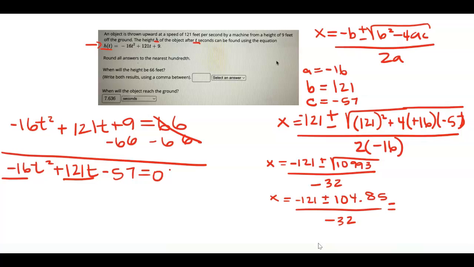When we do that, we should get 0.50 and 7.06. And those answers are both rounded to the nearest hundredth, and so those would be the two results that we put here. Now it asks, when will the object reach the ground? And so when it reaches the ground, the height is 0, and so we would do the same thing, except we would put 0 in for h of t, and I will leave that one for you to do. We can do it in a similar way.